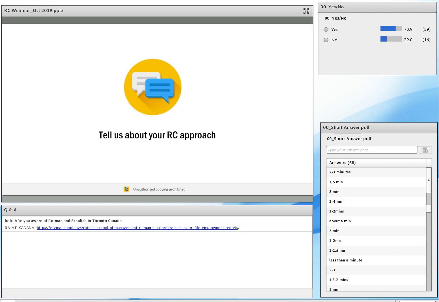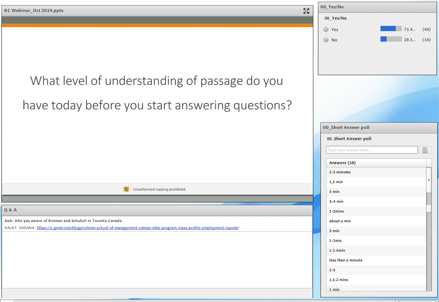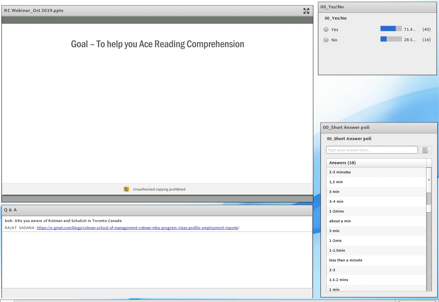Now, what we're going to do in this session is, first of all, thank you very much for telling me all this. I'm going to compile all this information in a note while you're solving the question, so that we have all your responses here for your approach towards RC before this webinar. Now, my goal is to help you ace reading comprehension.